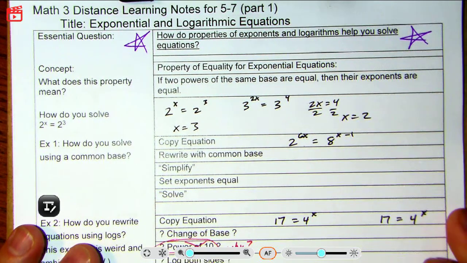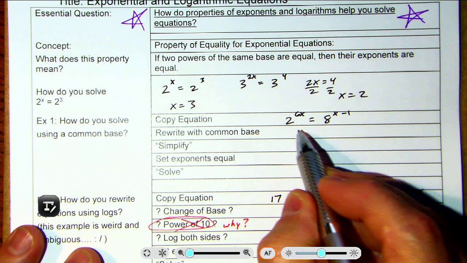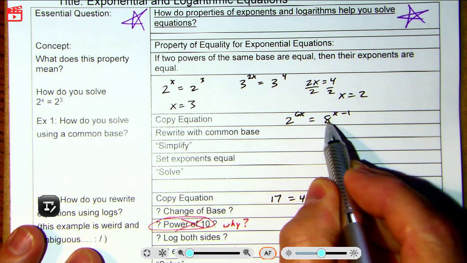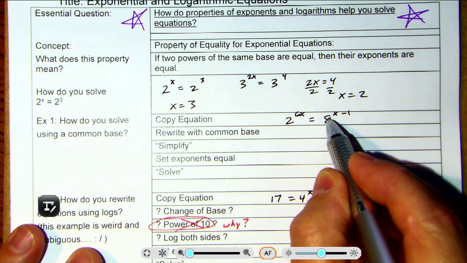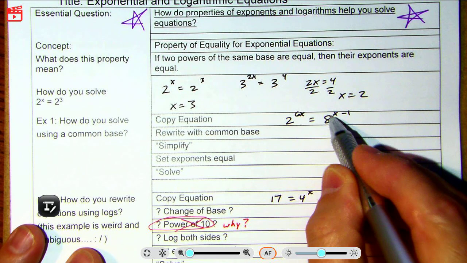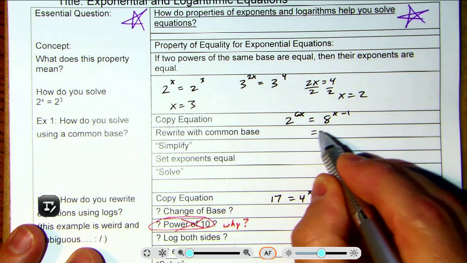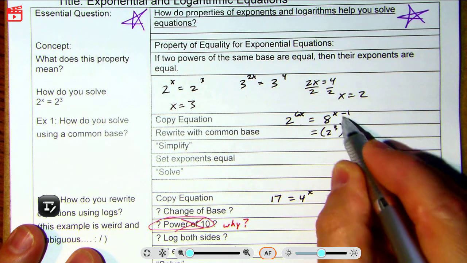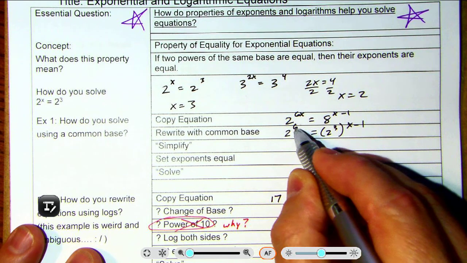Let's do that again with a little bit more difficult equation. In this case, the bases are not the same, so what do we have to do? Well, you have to use some number sense. If the bases can be rewritten as the same base, I know 8 is 2 to the third power. So instead of this 8, I'm going to say this is 2 to the third power, and then rewrite that x minus 1 over there. So let's rewrite with the common base, just bring that part down.